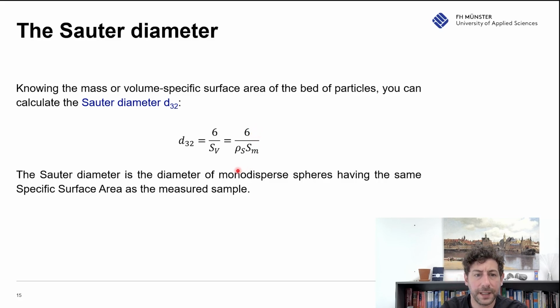And the assumption behind the Sauter diameter is that you can take a powder, put it somewhere, measure the specific surface area, and from this you can calculate the diameter of each sphere, but you consider monodisperse spheres. So this means all of the spheres in your sample have the same size.